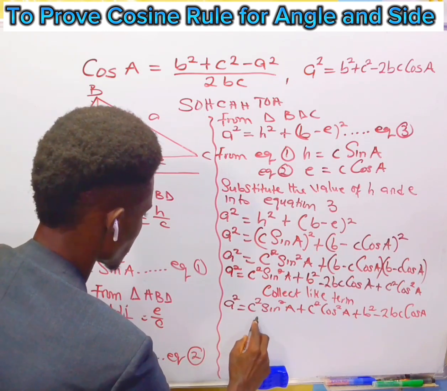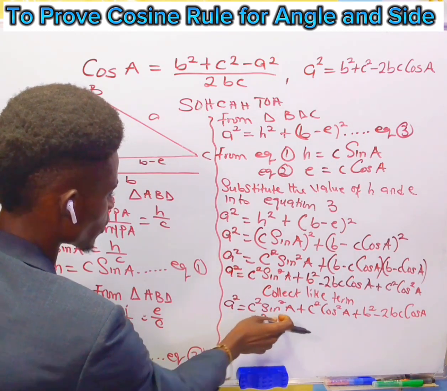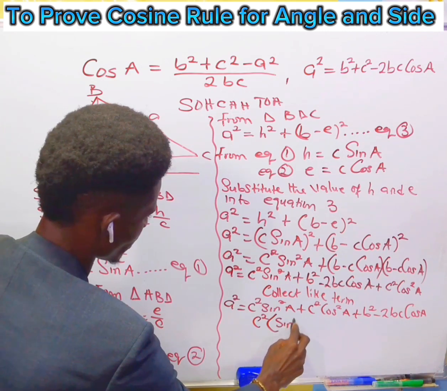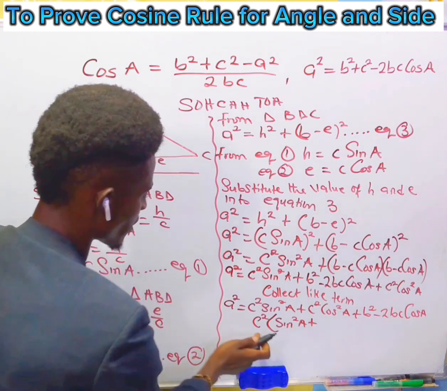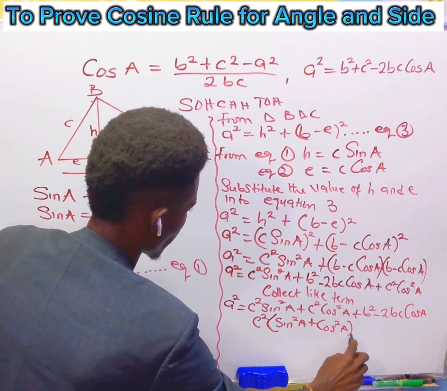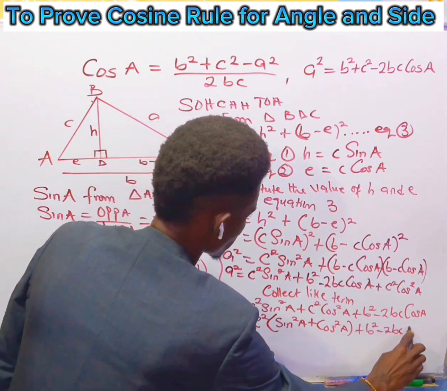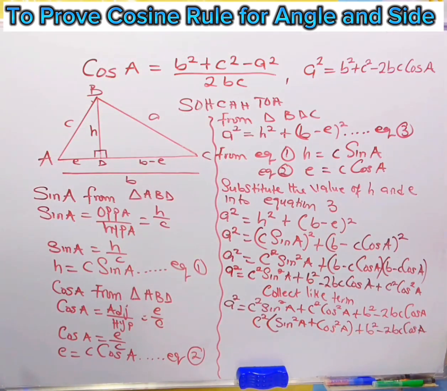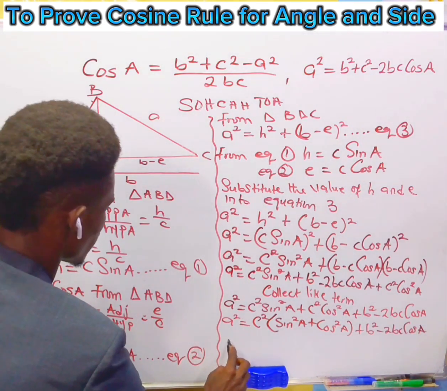Now let's factorize C square sine square A plus C square cos square A. What's common here is C square, so that when C square sine square A is divided by C square, we get sine square A, plus also C square cos square A divided by C square, we have cos square A, plus B square minus 2bc cos A, which is A squared.